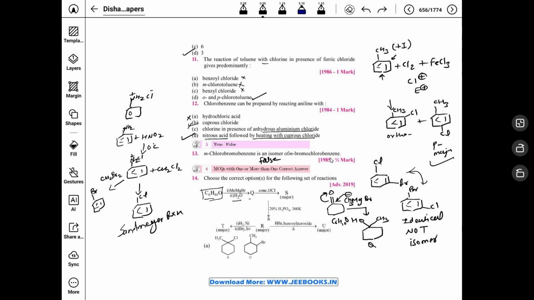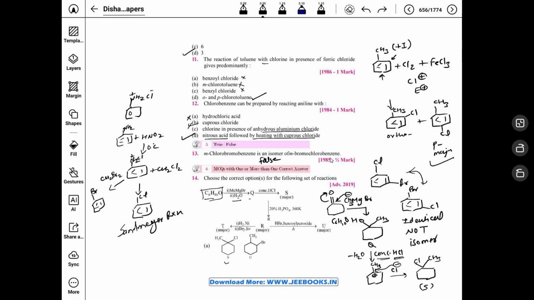And after that they are asking reaction with concentrated HCl. So in this case, concentrated HCl will remove the water to give the carbocation like this, and this carbocation will get further attacked by the chloride, because it is concentrated, so the chloride concentration is very high. So it will attack here and give CH3Cl, and this is the structure of S. So if you see, S is this, yes, correct.